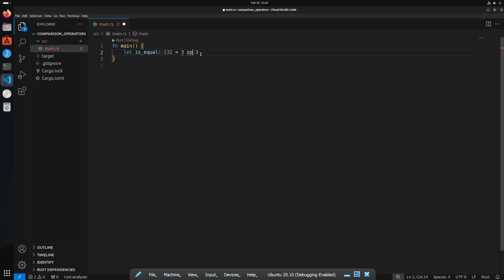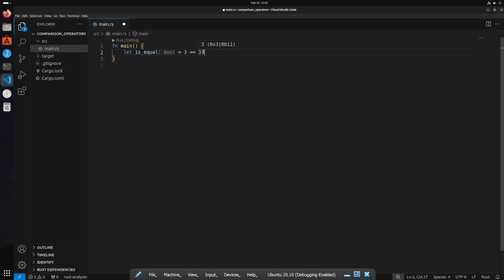Now, we have a whole list of comparison operators, and the first one of interest is probably the equals operator. And that's to compare that the left-hand side is equal to what's on the right-hand side. So if I change this word op with a double equals, what I'm doing here is I'm saying, does 3 equal 3? And that's going to return a Boolean result, right? And that's the other thing about comparison operators. They always return a Boolean result, okay?